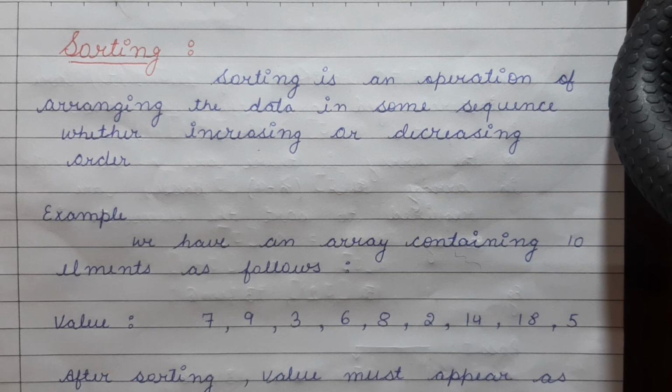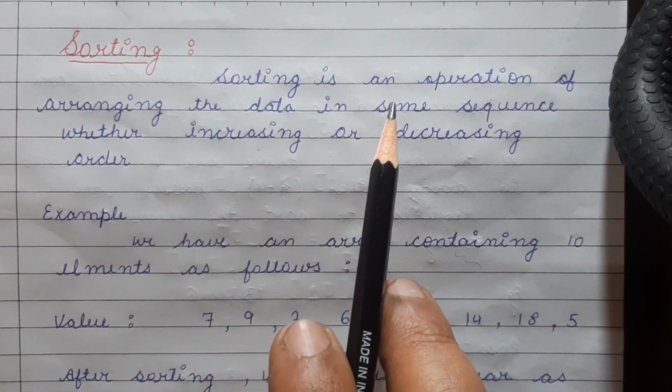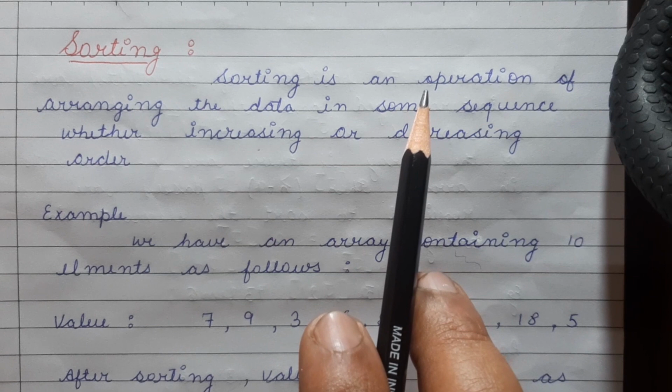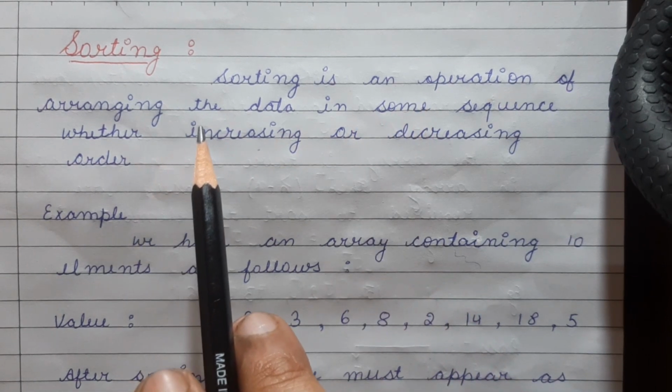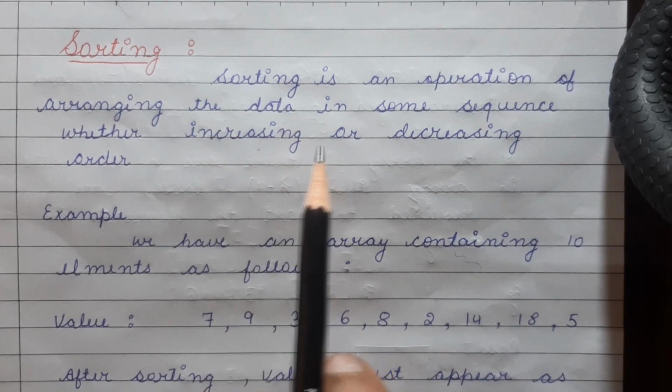Today I discuss sorting techniques to sort the elements in an array. So first we discuss what is sorting. Now sorting is a process or an operation by which we arrange the data elements in ascending or descending order.